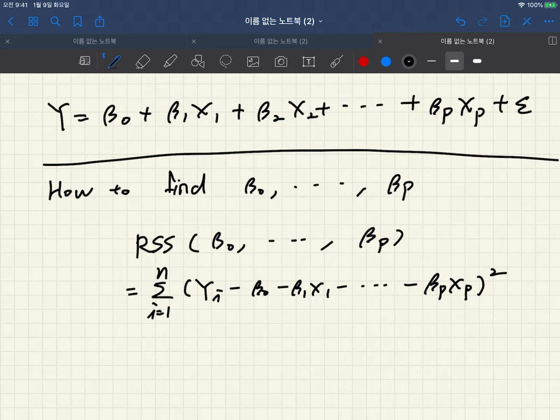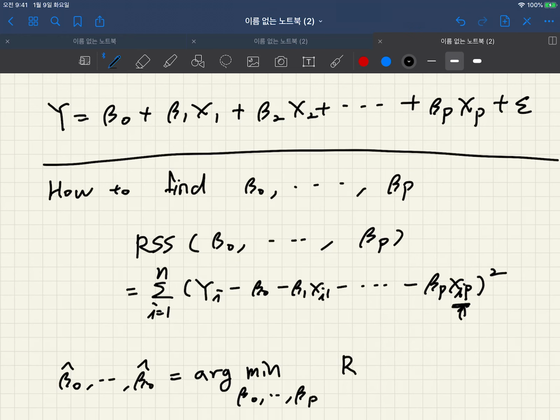Oh, sorry, here we have to indicate the training data point index. So let's say xip indicates the ith data point's p-th input predictor. Okay. And how to find the coefficients? Just solve this optimization problem. Minimize with respect to these coefficients the objective function RSS.